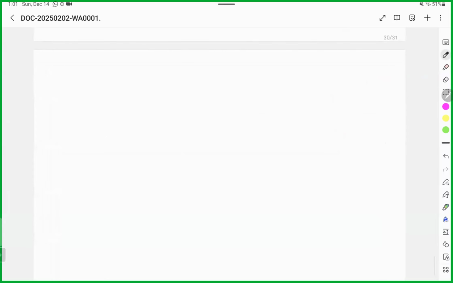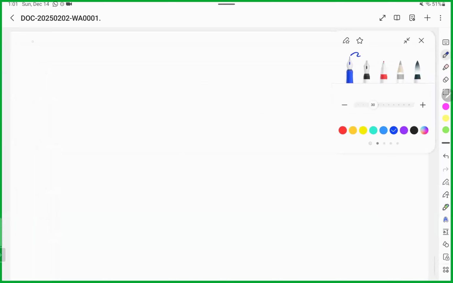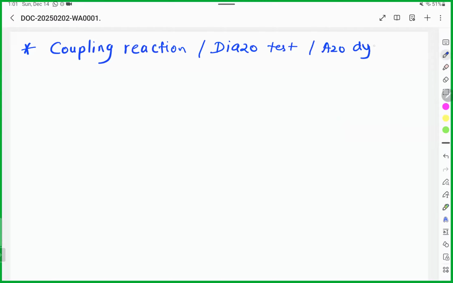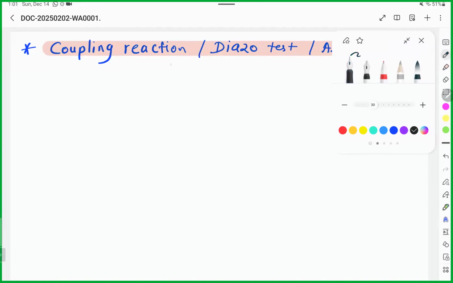Okay, so I will add there only coupling reaction. Coupling reaction means a reaction occurs together. This reaction is also known as diazo test or azo dye test. These are the different names of the coupling reaction. What happens in this test?